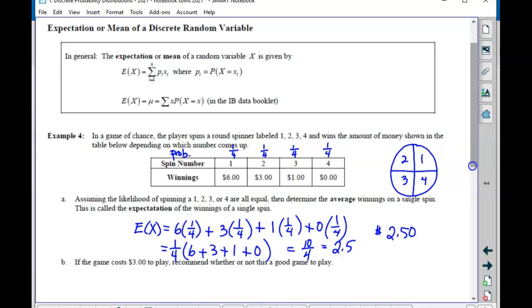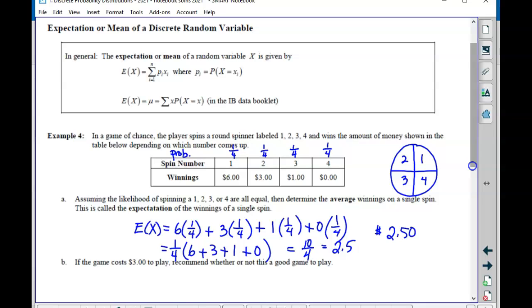Obviously, you could play it a few times and always get 0 or always get 6. But this is the theoretical. If you play this to infinity, it would average out to be 2.5 for every time you play. So, if the game costs $3 to play, is it a good game to play? No. If they're charging you more than the average that you would get back, not so good for you, right? You might do okay, but if you keep playing it for a long time, you're not going to.